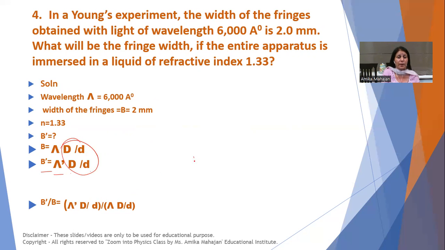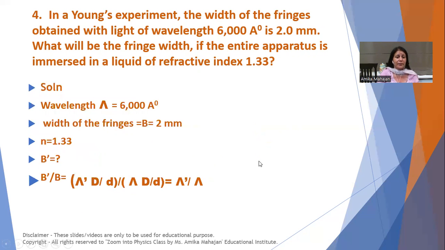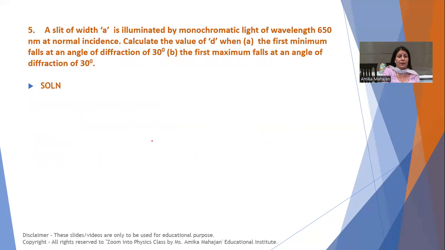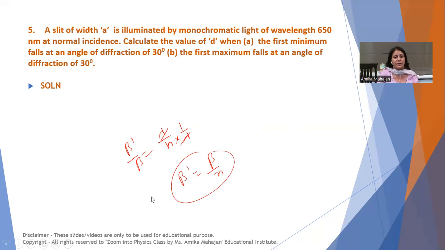So these two terms will remain same. When I take ratio, this beta dash by beta is equal to lambda dash by lambda. And we know that this lambda dash is lambda by n. So beta dash by beta is lambda by n into 1 by lambda. So what I get? Beta dash will be beta by n. So in this way I can calculate beta dash.